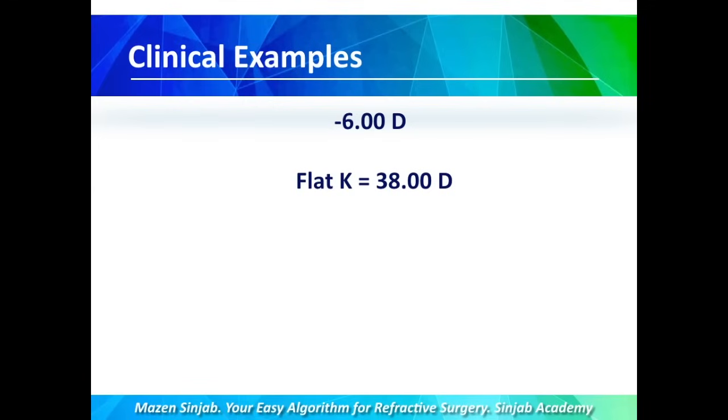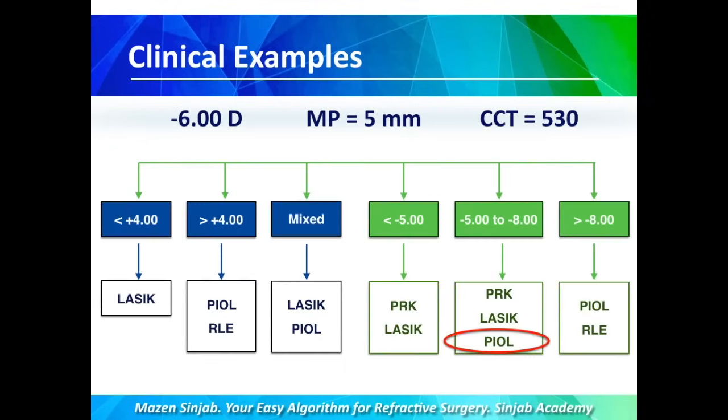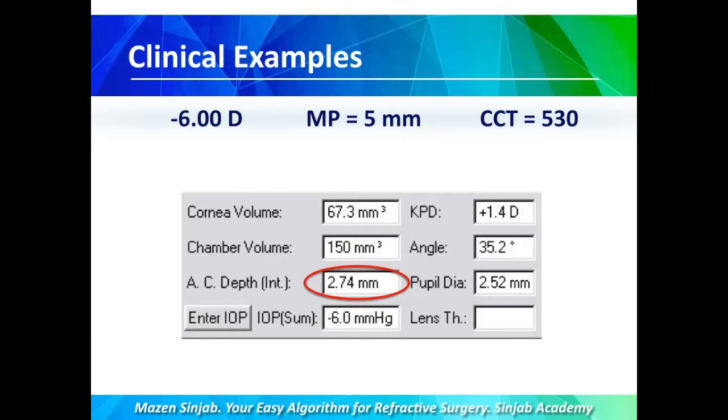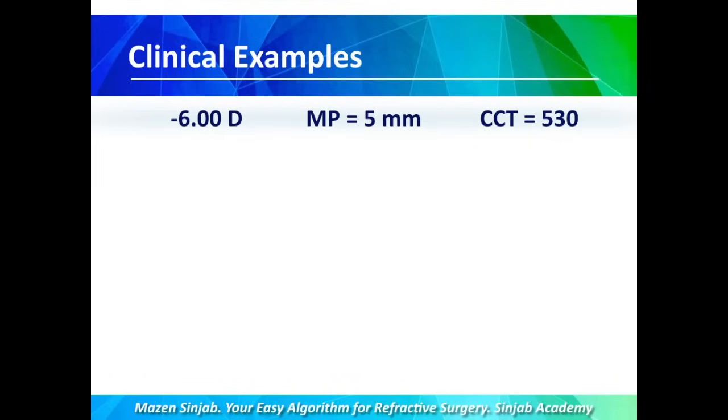To study the effect of this correction on the K readings, we assume that the flat K of the patient is 38. Now, the 38 will be reduced to 33.2, which is less than 34, so we cannot go for PRK or for LASIK. Both are forbidden. So the last option is phakic IOL. Unfortunately, the patient has an anterior chamber depth below the accepted limit, so we cannot go for phakic IOL either. So in this case, keratorefractive procedures cannot be done.